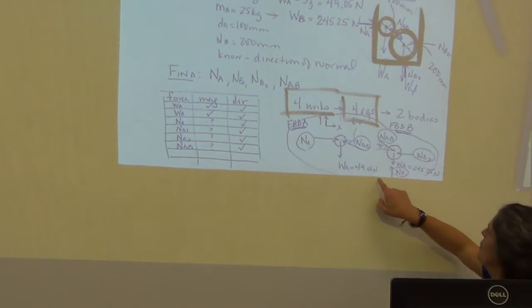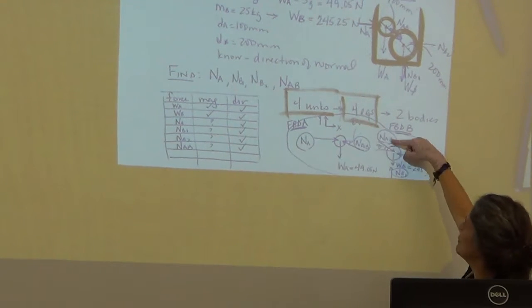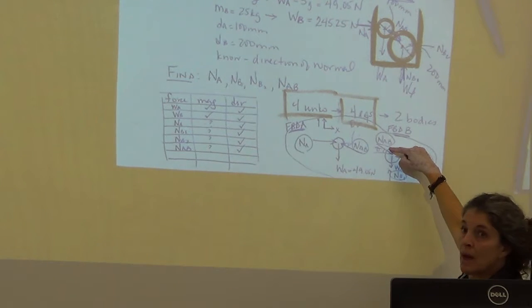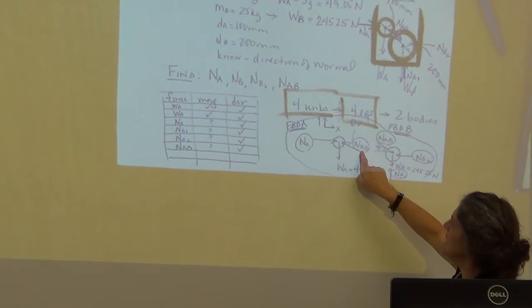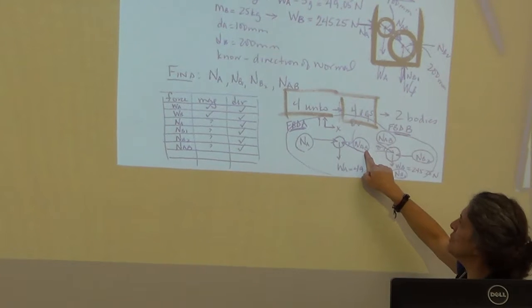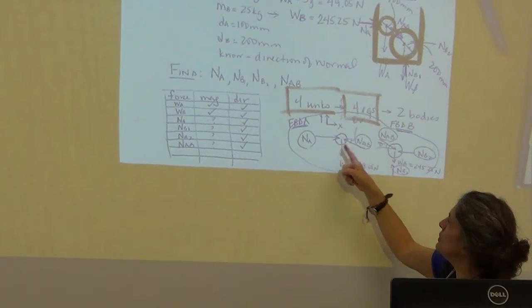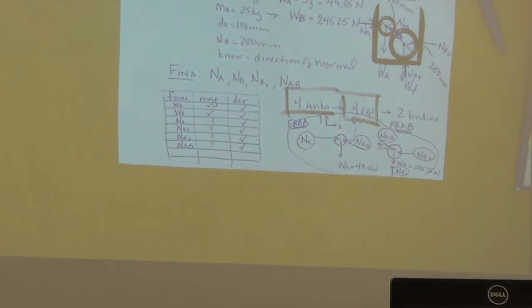Then going here, if you have NB1, then I would do the sum of the forces in the y and get NAB that way. Or you could have done the sum of the forces here to get the y component of NAB. So either one of these would have given you NAB. And then the sum of the forces in the x would give you NA here, and the sum of the forces in the x here would give you NB2.